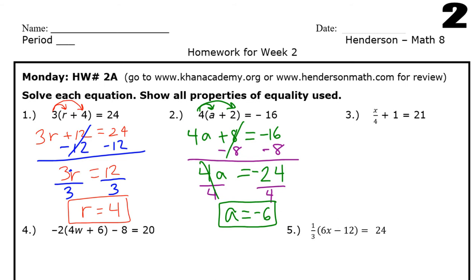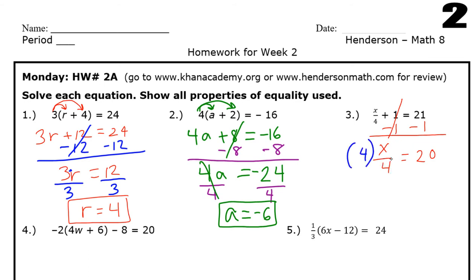All right, let's take a look at question number 3 here. Now question number 3 has a coefficient that is a denominator, so that's different than what we had before. But there are no parentheses, so I don't need to distribute. So I'm going to use my additive inverse here and subtract 1 from both sides. And now when I rewrite my expression on the left side, x divided by 4, I see that the operation is dividing by 4. So the inverse of that operation would be multiplying by 4.